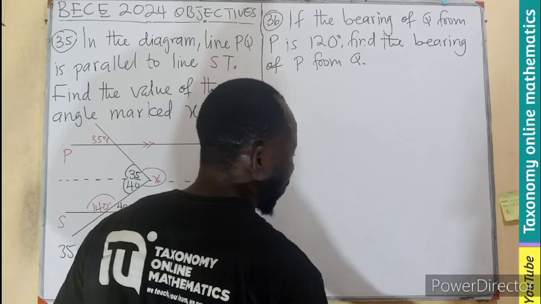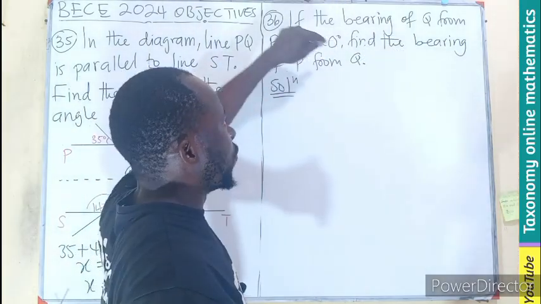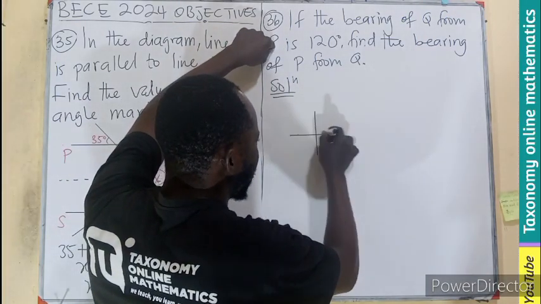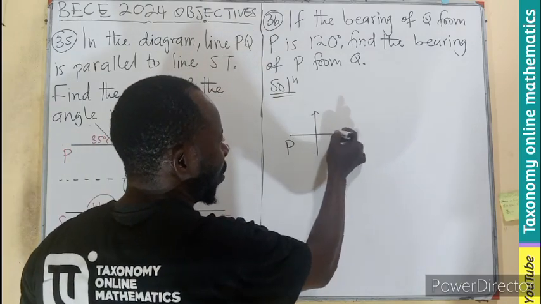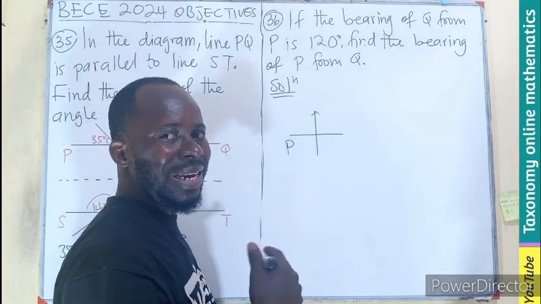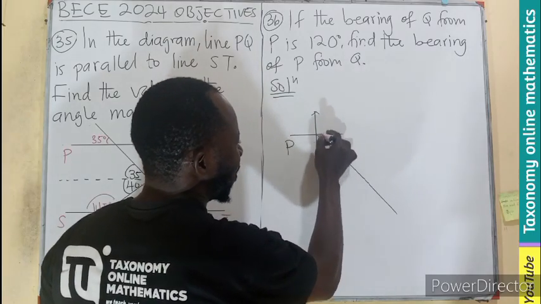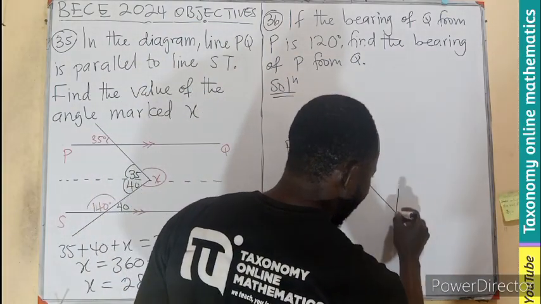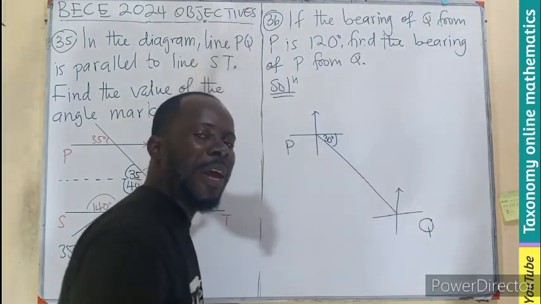Or let's make a sketch. Since we are having the bearing of Q from P, this is where the measurement starts from. So I take the point P from the north, measure all the way to here, this is my P. This is going to be 90. If I am looking for 120, it means I am adding 30 degrees. So from here, I can have this to be 30 degrees, plus 90 degrees will be giving me 120. That simply means the point Q is going to be here.